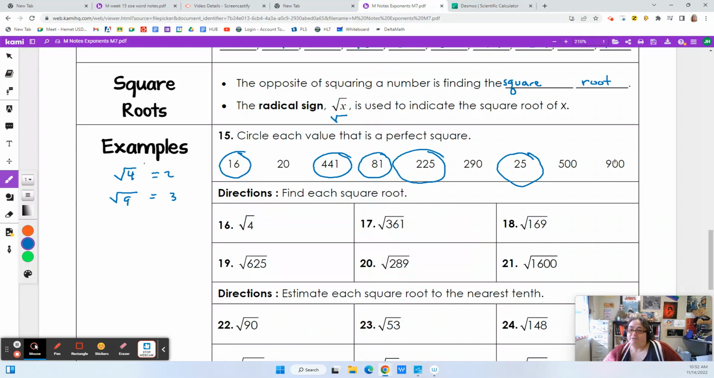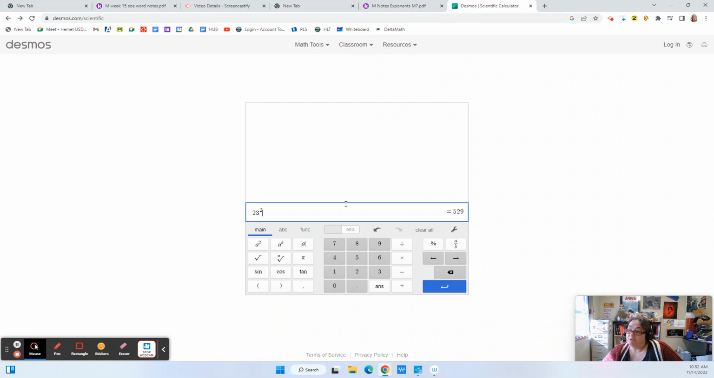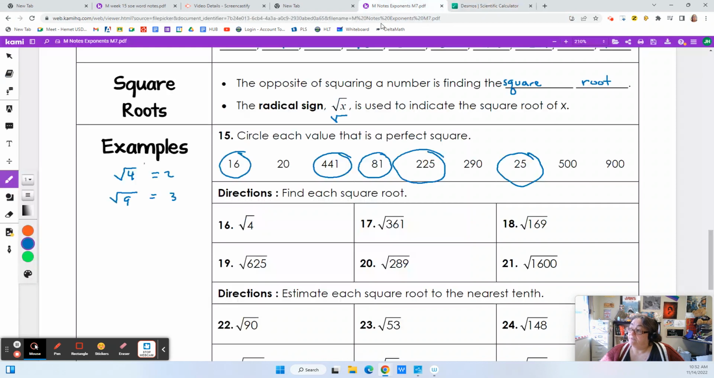What about 900 though? Well, I'm thinking that 9 is a perfect square, so it's 3 times 3, so maybe 900 would be 30 squared. That's kind of what made me think of it, is that 9 is a perfect square, so maybe 900 is too. And it is, it's 30 squared.